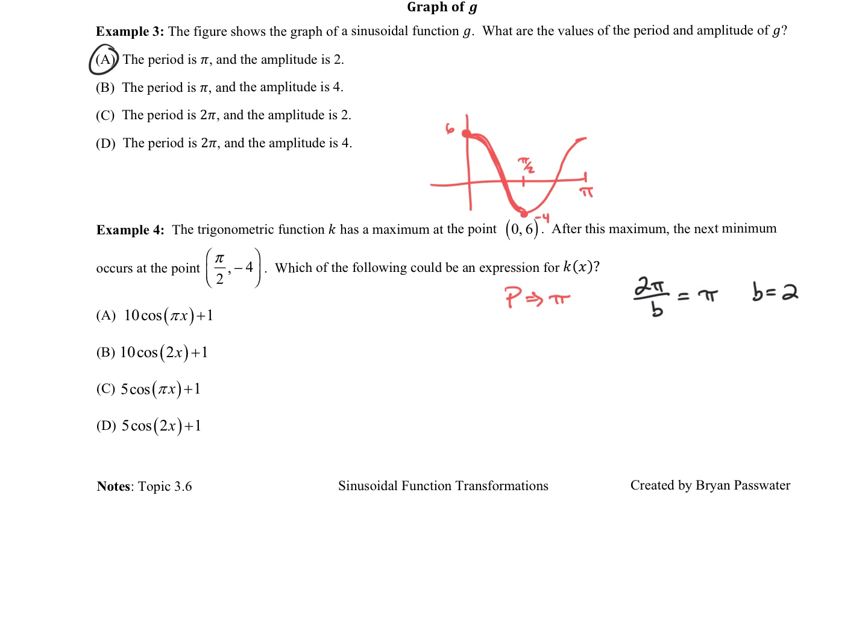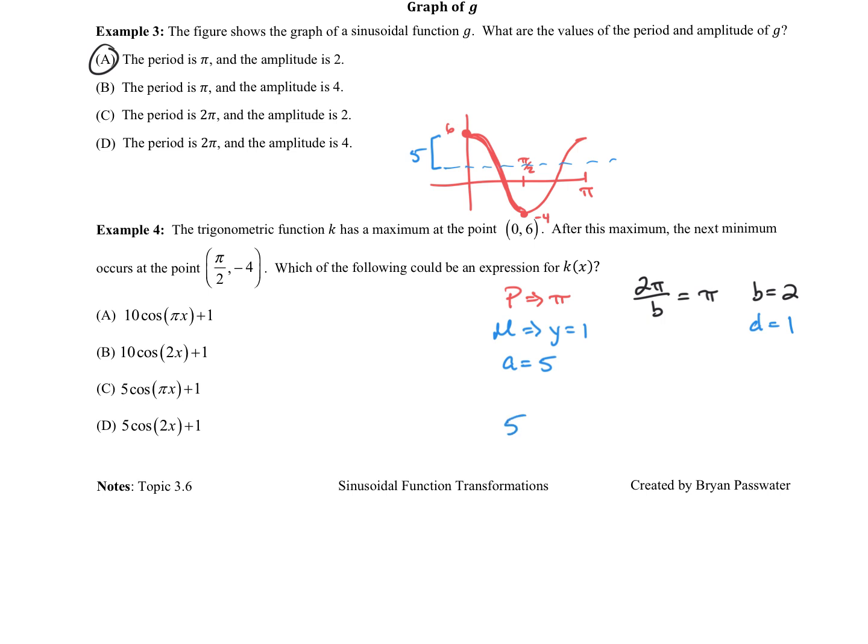Now, if I have a maximum of 6 and a minimum of negative 4, what would be its midline? Its midline would be y equals 1. All right, so my midline is y equals 1, which tells us our d is what? 1. Now, what's its amplitude? 5. All right, my amplitude would be my distance between my midline and my max or my min. And so my d here, oh, sorry, not my d, but my a is what? 5.